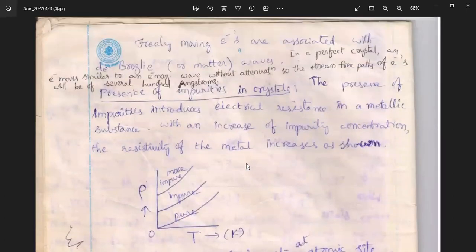Freely moving electrons are associated with de Broglie or matter waves. They are called matter waves, right? A material particle, if it is in motion, usually free electrons, is associated with a wave. They move in the direction of a wave. That is what actually a matter wave is.